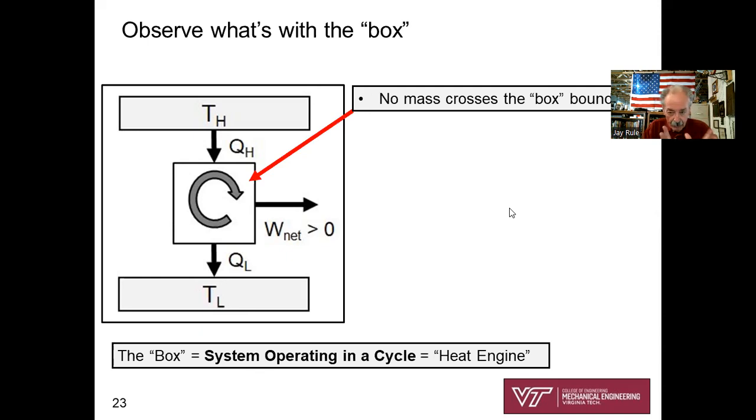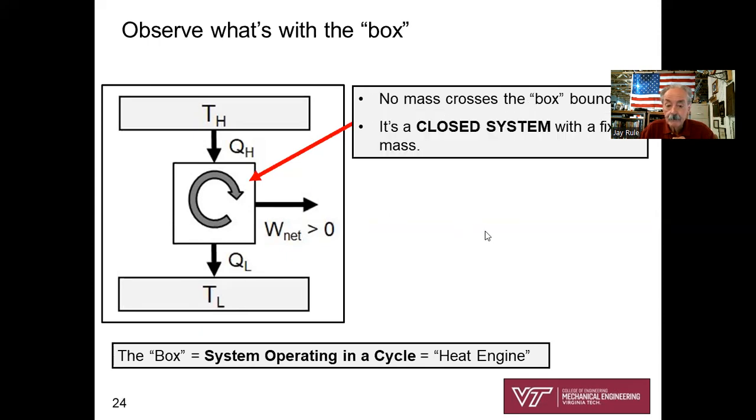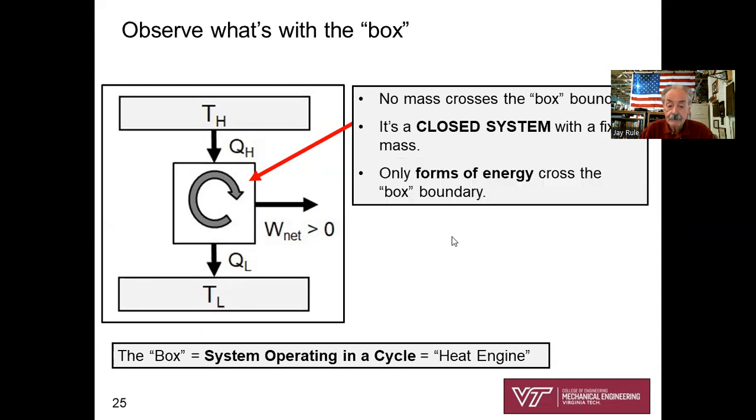First thing, I see some arrows, but there's no mass crossing the box boundary. That's what makes it a closed system. So the box is a closed system. No mass is passing in or out of that box. Only forms of energy are crossing the box boundary, and those three big arrows represent forms of energy.